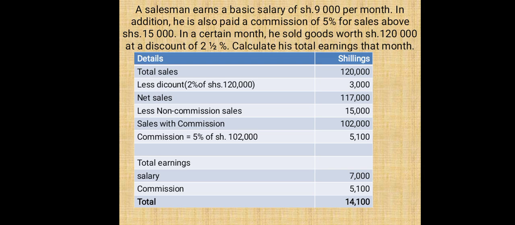5% of 102,000, you find it is 5,100. Now, the total earnings will be the salary of 9,000 plus the commission of 5,100, which is 14,100.